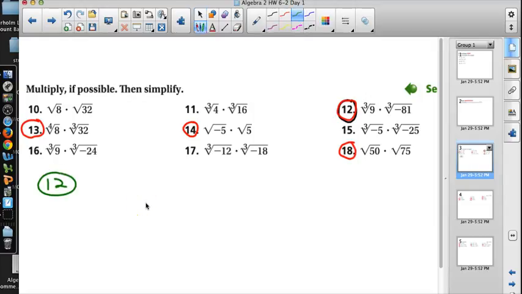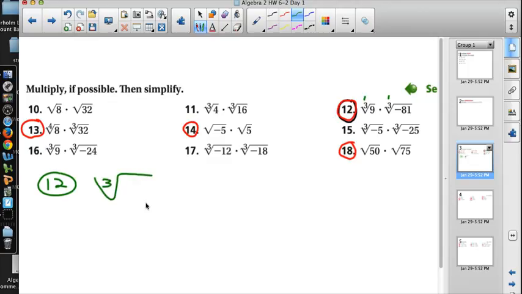And what we're always looking for, if it says multiply if possible, is does the index for one radical match the index for the other radical? So I'm taking a quick look here, and I'm seeing that both of those are 3's. That means I can go ahead and do that multiplication.